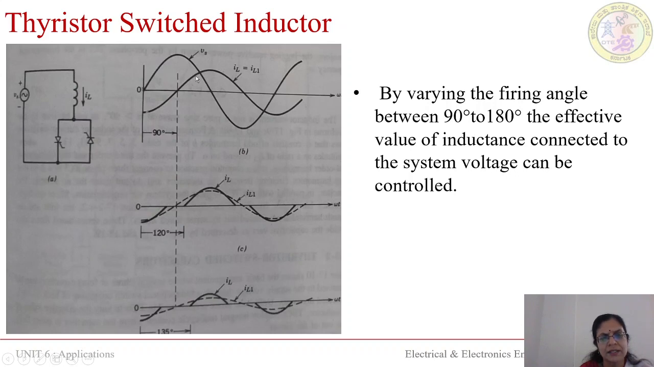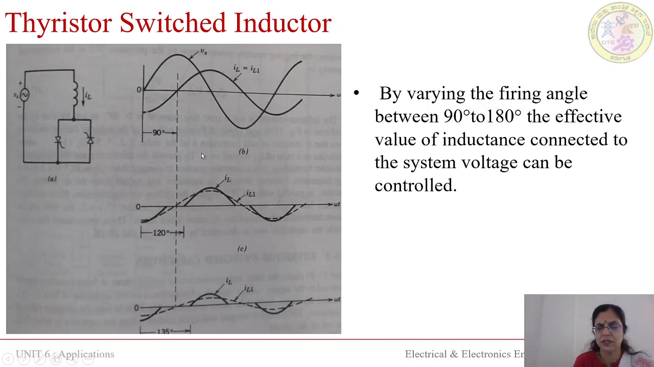At 90 degrees, the current will be like this. If you increase the firing angle, the conduction angle reduces. Conduction angle reduces means effective inductance increases. By that, current starts reducing. So as you keep increasing the firing angle, you can get a better reactive volt ampere compensation. That is, VAR compensation can be done better. That is the greatest advantage of this thyristor switched inductor. It is having only one inductor. Just by varying the firing angle, the compensation can be achieved.